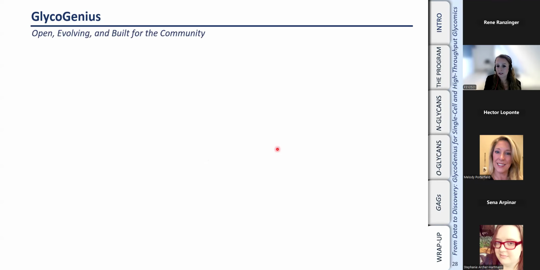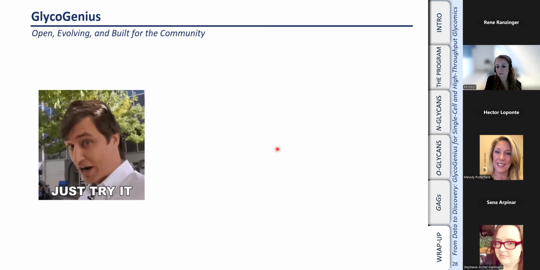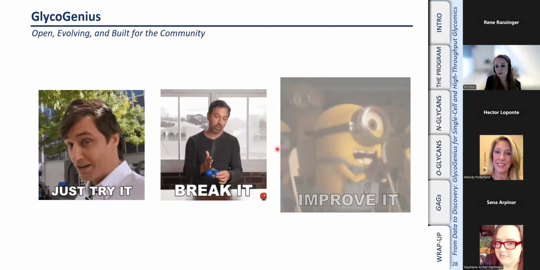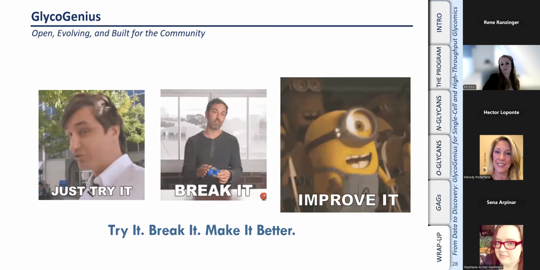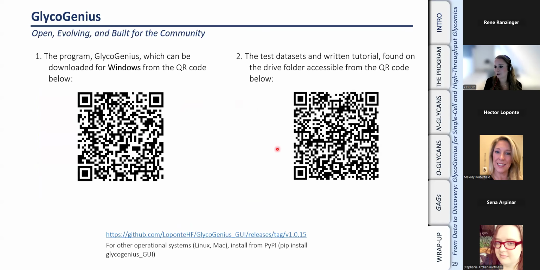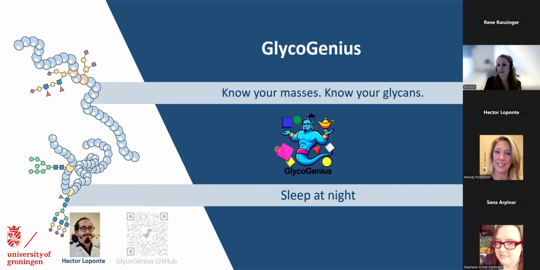So GlycoGenius is open, evolving, and really built for the community. We would like you to try it, to break it, and hopefully with that, together we can improve it. So with that, thank you for your attention. This was the short introduction about GlycoGenius. And next up is the hands-on experiment. Thanks. If there are any questions, I would be happy to take them.